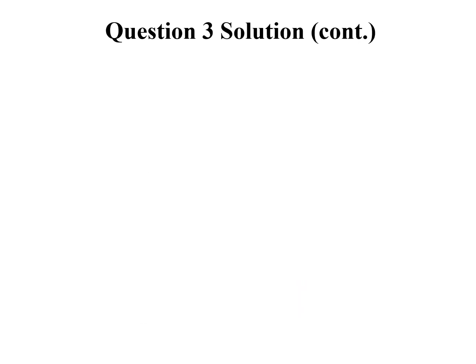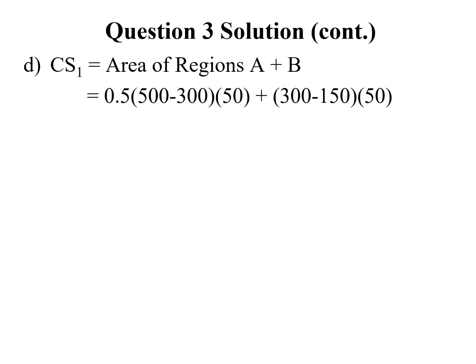Okay, so now let's calculate the actual numbers. We said that consumer surplus was regions A and B. And so A is the upper triangle. So again, we have 1/2 base times height. B was the rectangle below that upper triangle. And here you have the numbers. You can double check for yourself that those are the correct numbers. And so we get that the total consumer surplus is now 12,500.